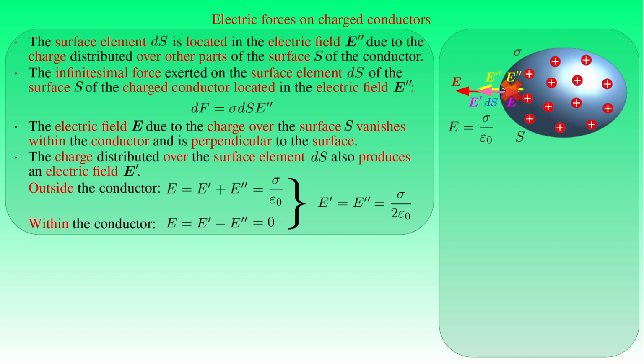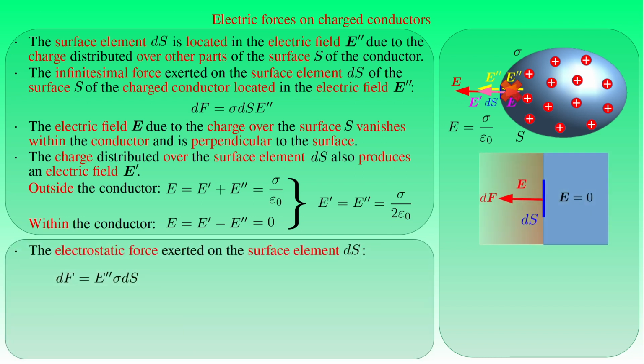As a result, the electrostatic force dF acting on the infinitesimal surface area element ds, given by E double prime times sigma times ds, is equal to sigma squared over 2 times epsilon naught, times ds. If we substitute the relationship between the surface charge density and the field strength into the right-hand side, then we obtain 1 over 2 times E times sigma times ds, or 1 over 2 times epsilon naught times the square of the electric field strength E, times ds.